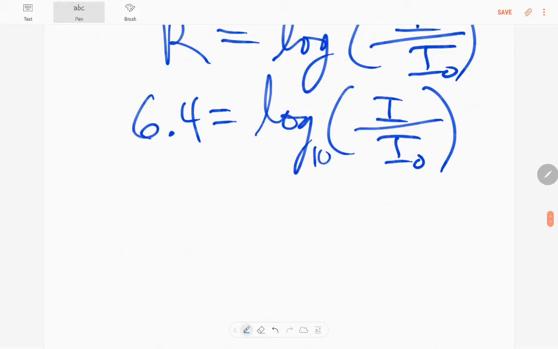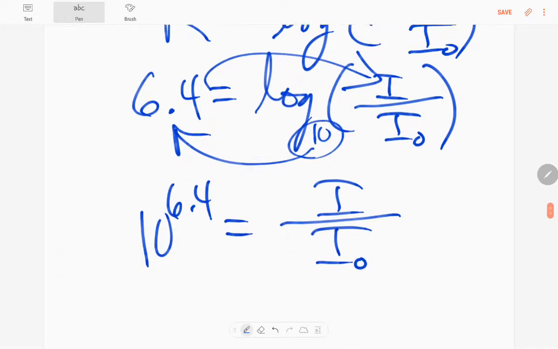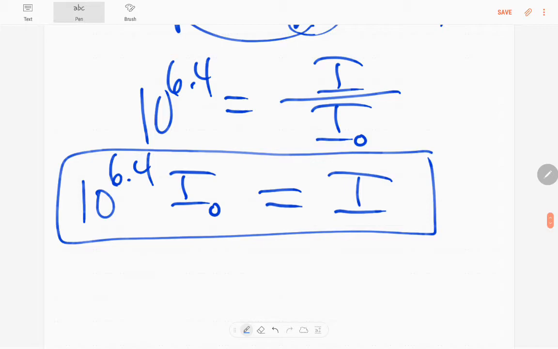The base is understood to be 10. So 10 raised to the 6.4 is equal to I divided by I0. So notice I changed that log equation into an exponential equation. And now just multiply both sides by I0 to get I by itself. So the intensity of the first earthquake is that.